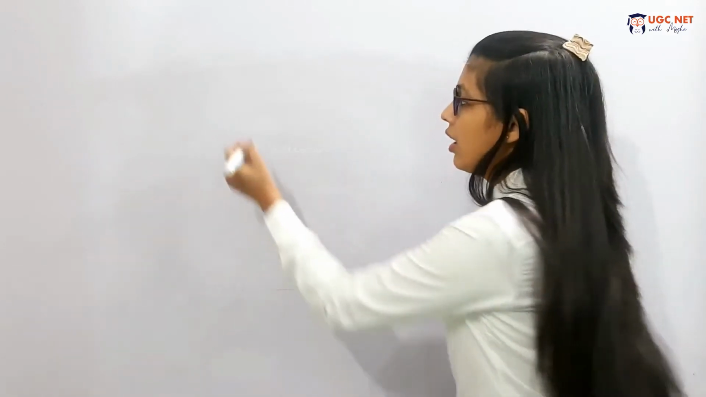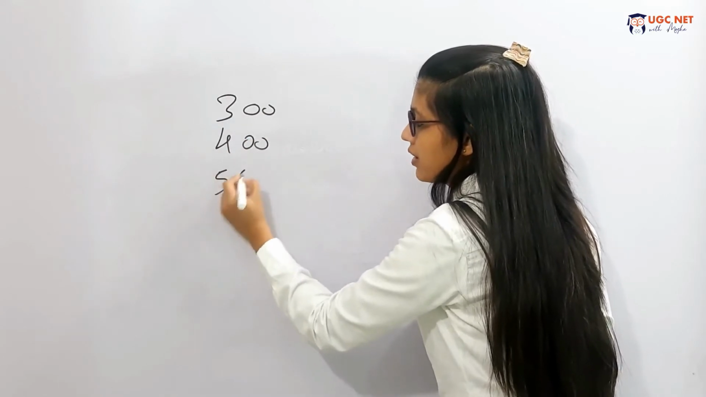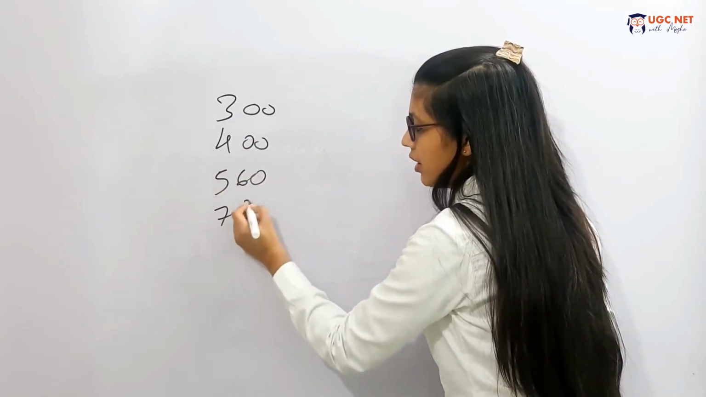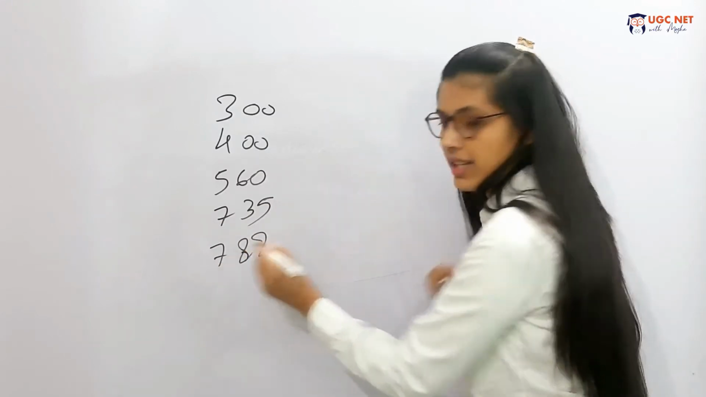If you are given data of years and you have to perform any sort of function like addition, subtraction, multiplication or division, perform it on the units place only. Do not perform it on the entire digits. For example, you are given the sales for 5 years, like 300, 400 and 560, then 735, 788 and so on. Your data is given like this.